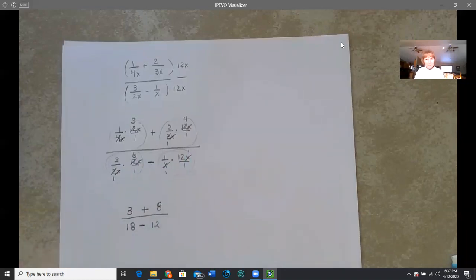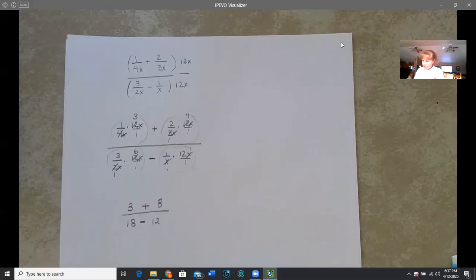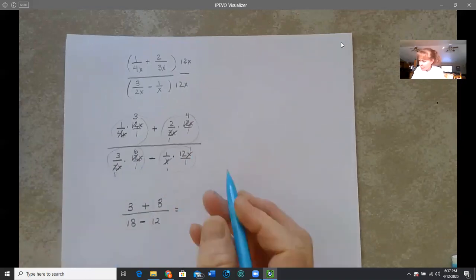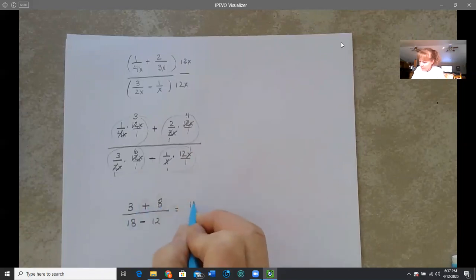All right. So now then we'll just simplify. So we combine our like terms. So we end up with 11. And then here we end up with 6.